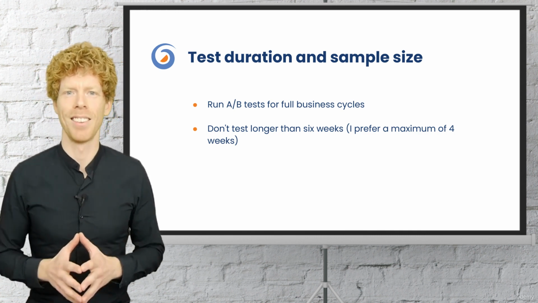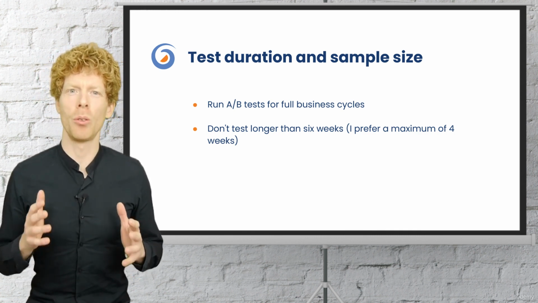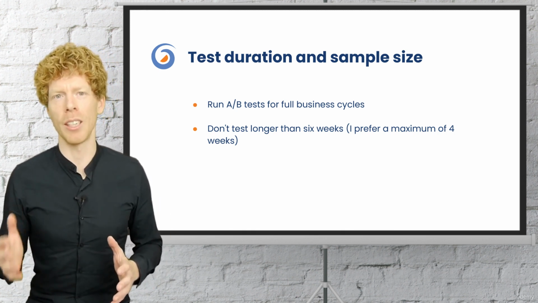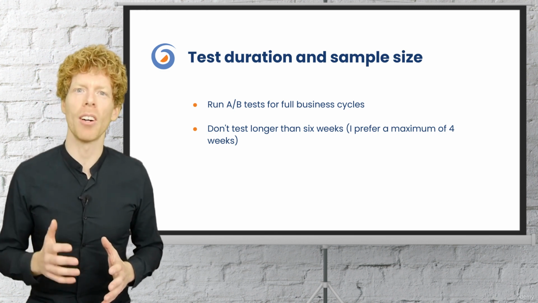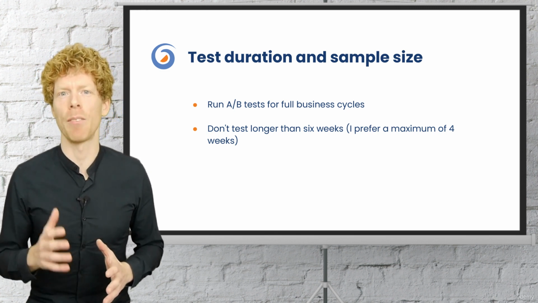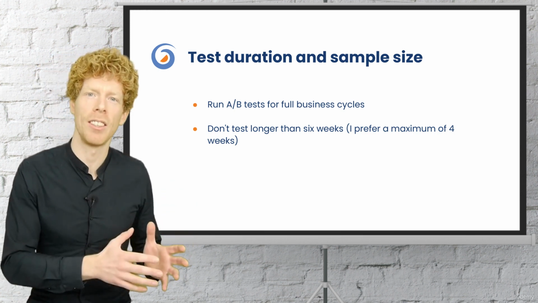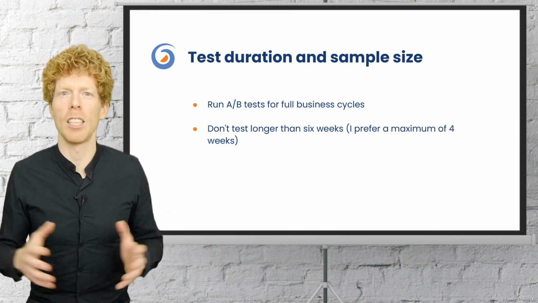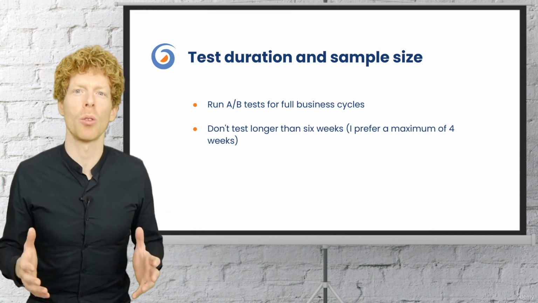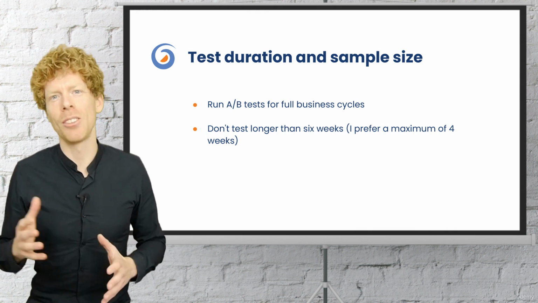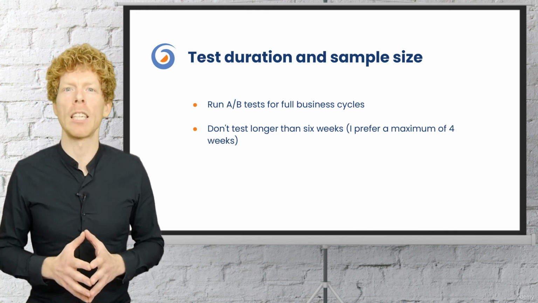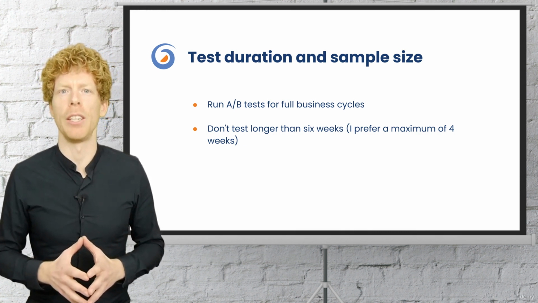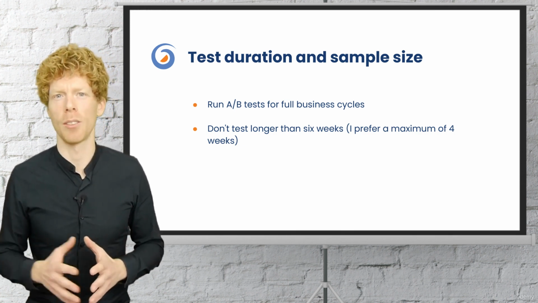So the impact you see in your A/B test on the weekend could be very different from the other days of the week. Besides that, you also do not want to test any longer than 6 weeks, because people delete their cookies. If you test for longer than 6 weeks, there's a big chance that visitors will see both the variation and the control. Because people delete their cookies, and this pollutes your data and makes your results less trustworthy. To stay on the safe side, I prefer a maximum of 4 weeks. But if you have low traffic and conversions on your page, you could test for 6 weeks.